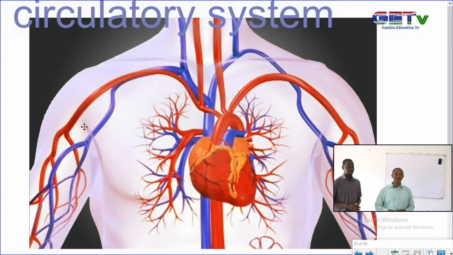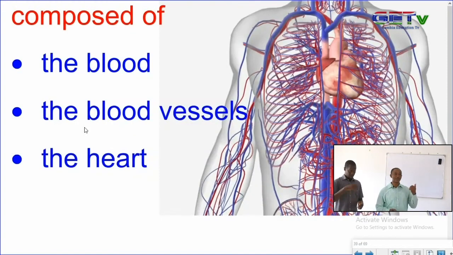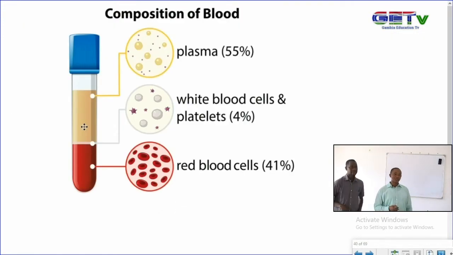Next, we want to look at the circulatory system. Taking a good look at the photo, you can see the heart and the blood vessels. What is missing is the blood itself, because the circulatory system is composed of the blood, the blood vessels, and the heart. Here on the right, you can see a beautiful photo of a heart, and you can see the main or the major blood vessels and their tiny branches. Composition of blood.